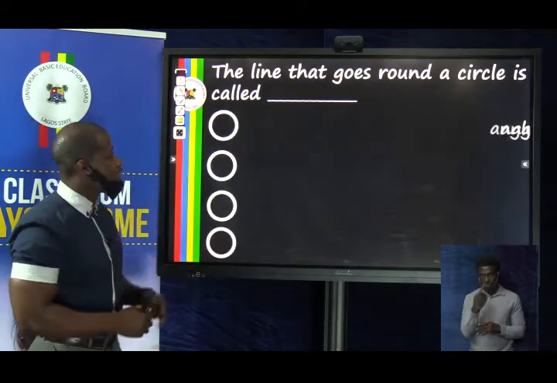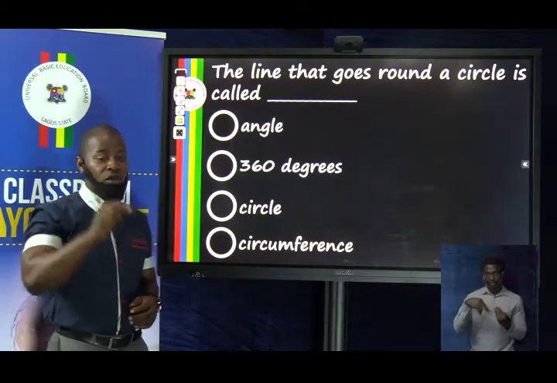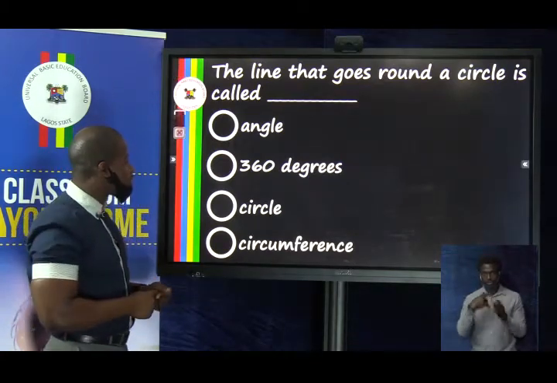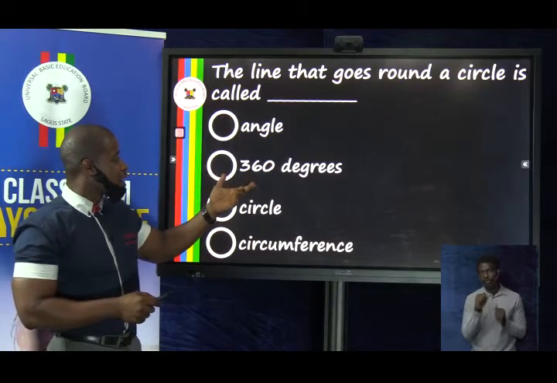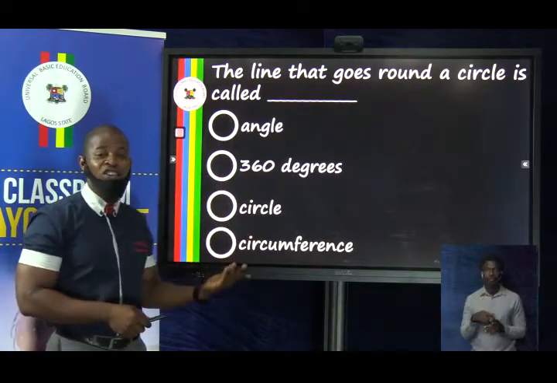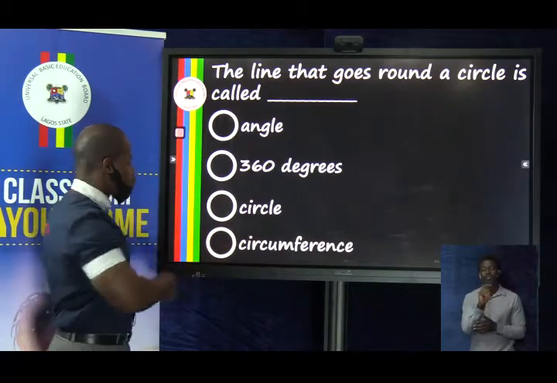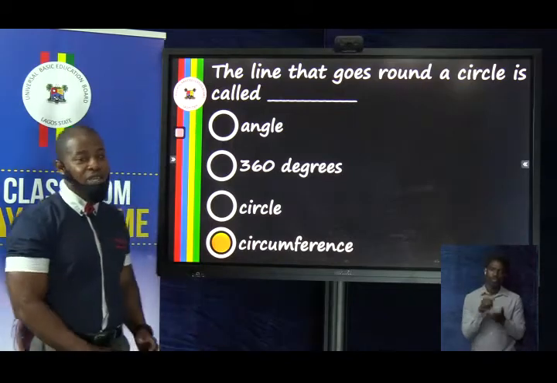Next question says, the line that goes round a circle is called what? Very simple. So options are angle, 360 degrees, circle, or circumference. And I can hear some people chorusing circumference. Good job, you. That is the correct answer.